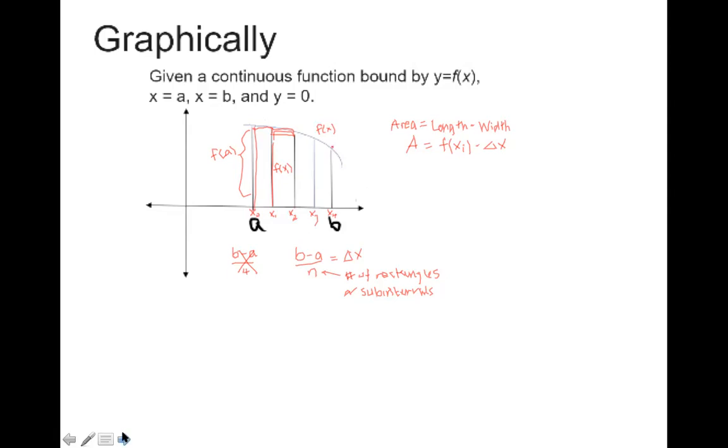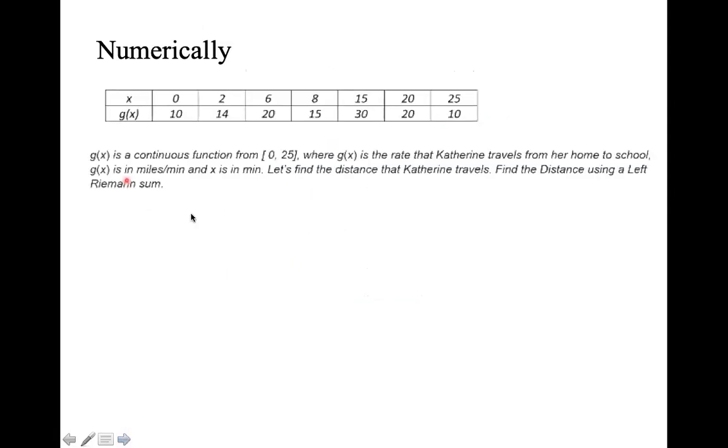All right, let's look at our next slide. Numerically, we may see a problem like this. It says g of x is a continuous function from 0 to 25, where g of x is the rate that Catherine travels from her home to school. G of x is represented in miles per minute and x is in minutes. Let's find the distance that Catherine travels.